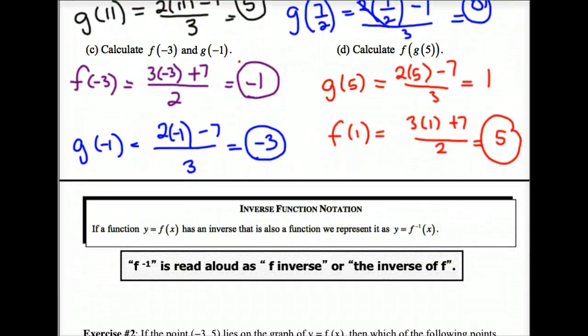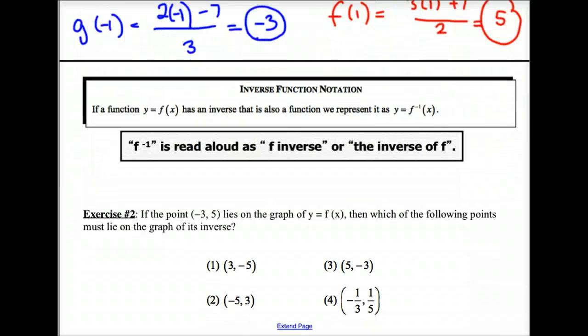If a function y equals f of x has an inverse that is also a function, we represent it as y equals f to the -1 of x. F to the -1 is read as f inverse, or the inverse of f. Okay? So, if a point (-3, 5) lies on a graph of y equals f of x, which of the following points must lie on the inverse?